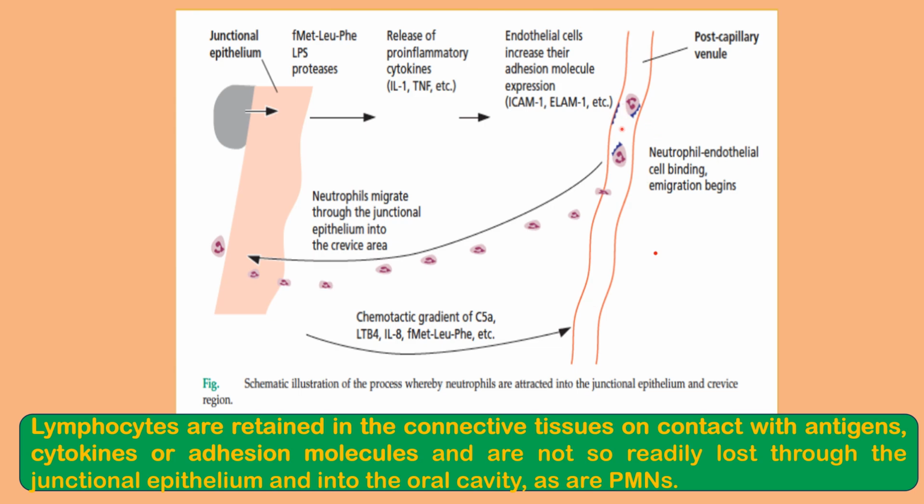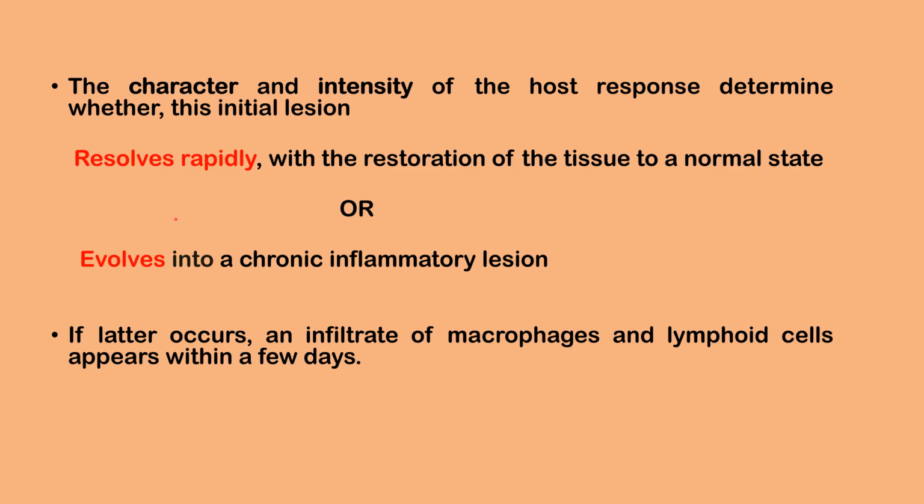While the neutrophils or the PMNs are going to migrate into the crevice area into the oral cavity, crossing the junctional epithelium. The fate of the initial lesion, whether it resolves rapidly or evolves into a chronic inflammatory lesion, depends on the character and the intensity of the host response. If it does not resolve and evolves into this inflammatory lesion, then there is presence of macrophage and lymphoid cells after a few days.